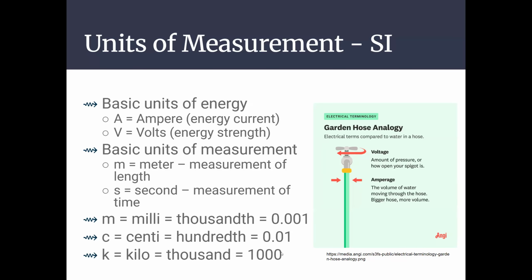Okay. The garden hose analogy says let's imagine a situation where you have a garden hose hooked up to a spigot. So the amperage is going to be the volume or the current or the amount of water moving through the hose. Bigger hose, more volume. Okay.